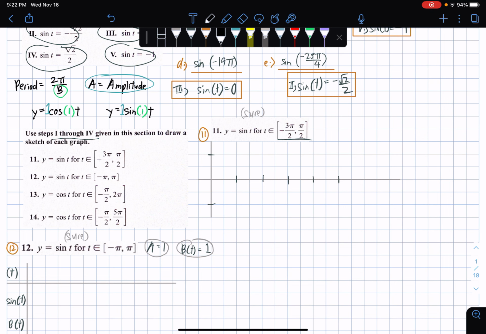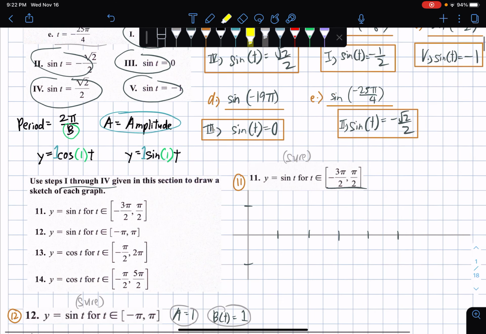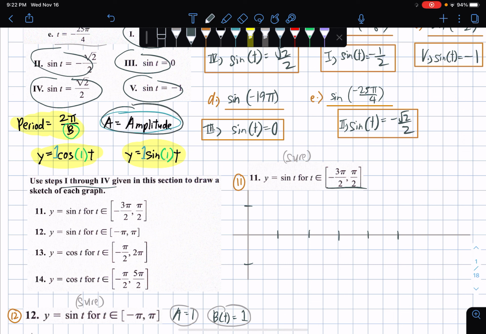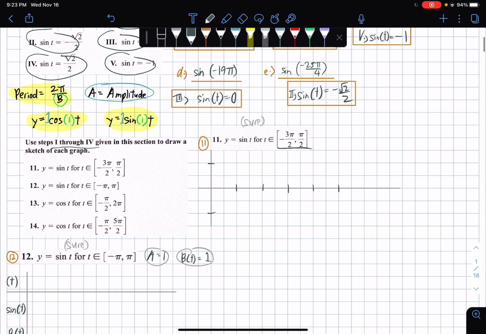But first, you have to take note of this. The period is equivalent to 2 pi over b. Y is equal to cosine t. Y is equal to sine t. What's the blue annotation here is the amplitude, and the green annotation is b, the denominator of the period. Even though there's no specific terminology to represent b, it is instrumental in graphing your sine or cosine function.